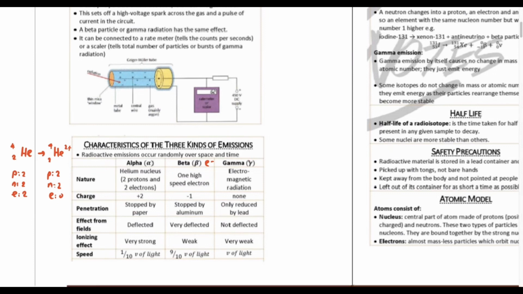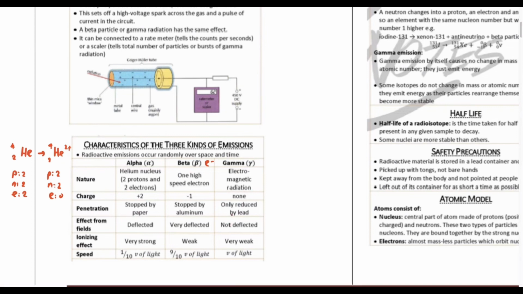Now let's see gamma. Gamma is not a particle. Gamma is energy, electromagnetic radiation. So no charge, only reduced by lead. That means a piece of lead will stop part of the gamma radiation, not all of it. It will stop part of them.